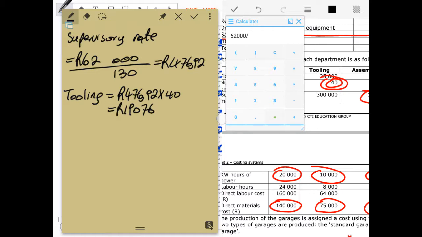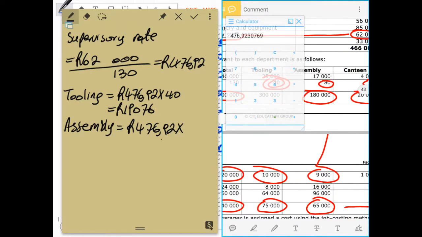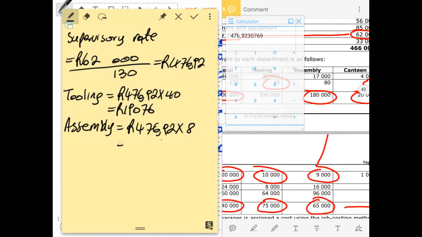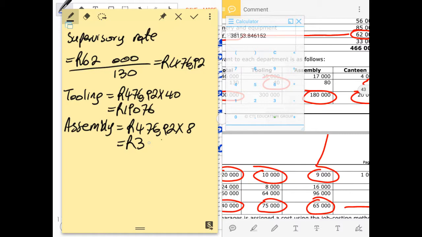62,000 divided by 130. Then that is for the assembly department. It is 476.92 times the number of employees in the assembly department, and the assembly department is 80 employees. We times by 80, that gives us 38,154, rounded off to the nearest rand.